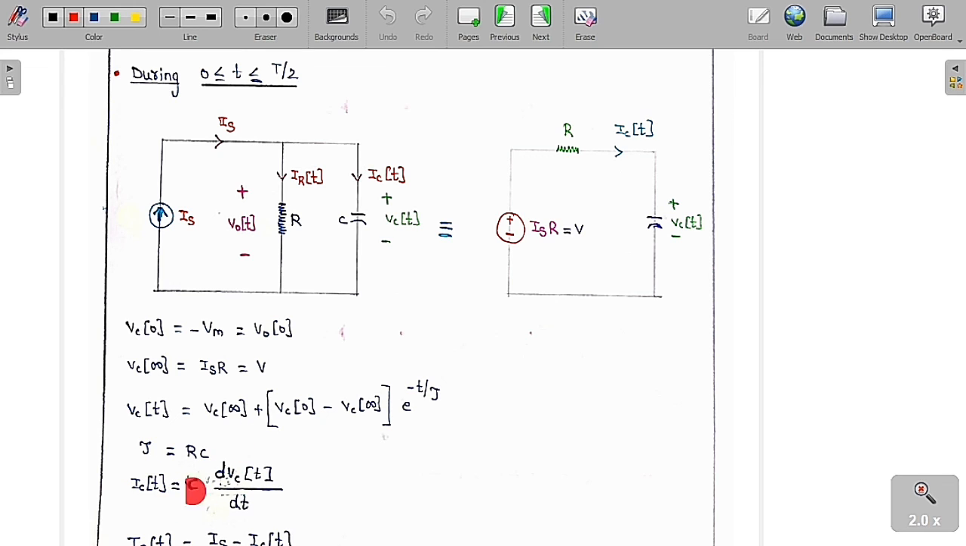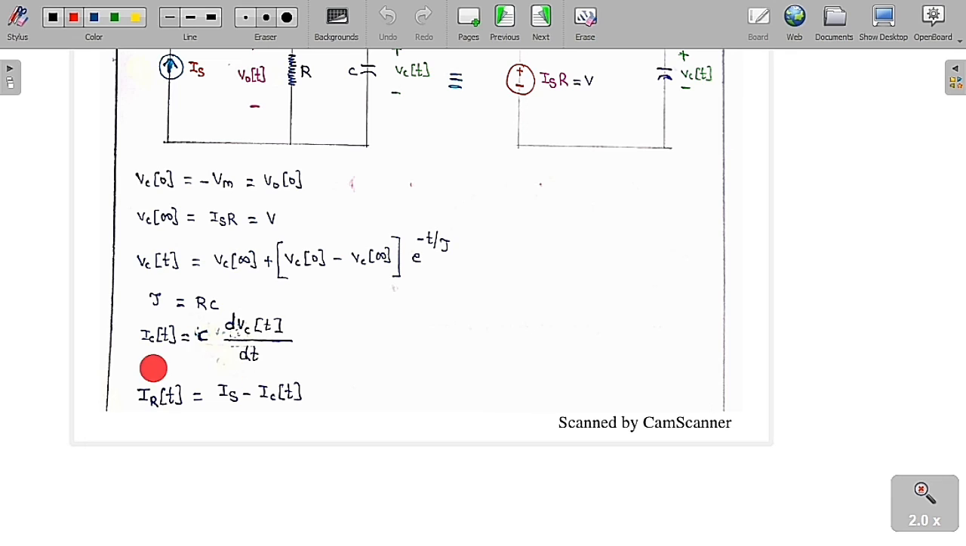Now you are going to get the expression of Vc of t, but I want the current Ic of t. So Ic of t is equal to C into dVc of t by dt. After that, if I know Ic of t, then what is IR of t? IR of t is equal to Is minus Ic of t, because by applying KCL in the circuit, we get IR of t is equal to Is minus Ic of t.